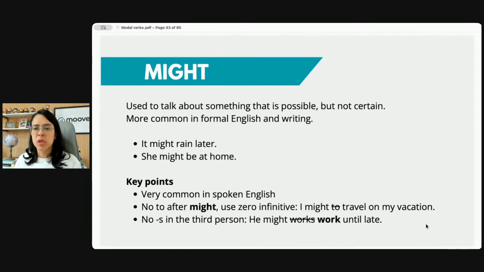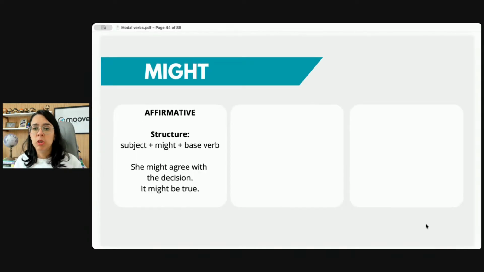Soraya, can I also use might in texts? Yes, you can. It's formal enough. May is more formal, but it's okay to use might in text, in spoken language. It's up to you, okay? And the structure is the same as may too. Might plus the base form of the verb, as we have already discussed.